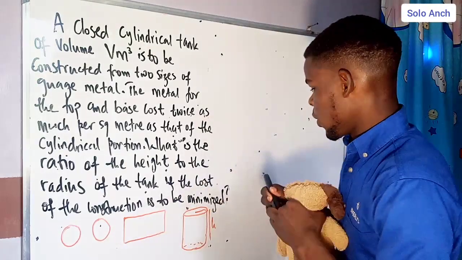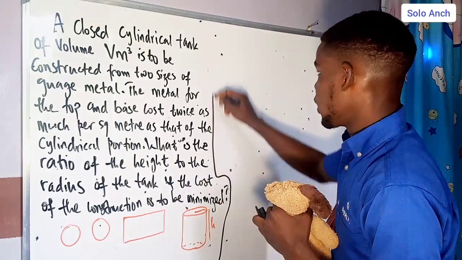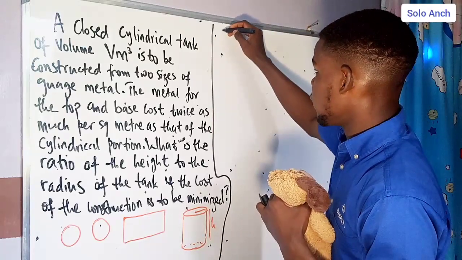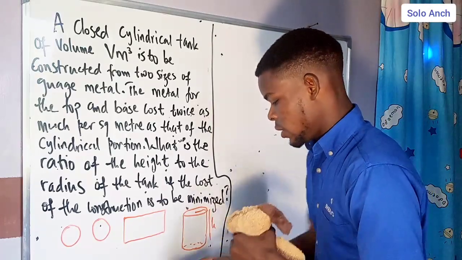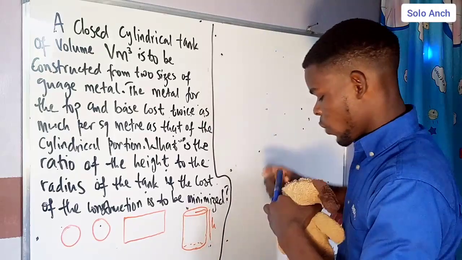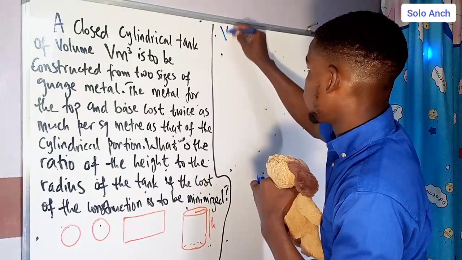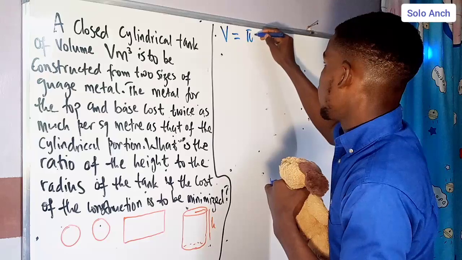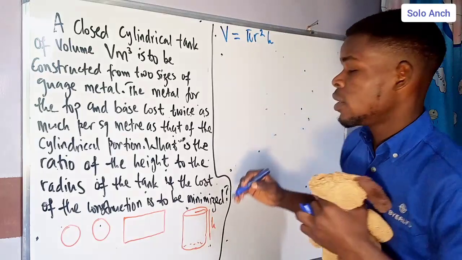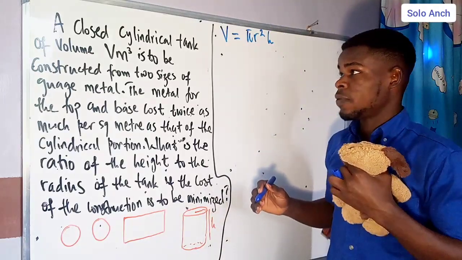So let me put this up. We have to notice that the formula for finding the volume of a cylinder is pi r squared h. So you know that the formula for the volume of a cylinder is pi r squared h. That is the first thing.